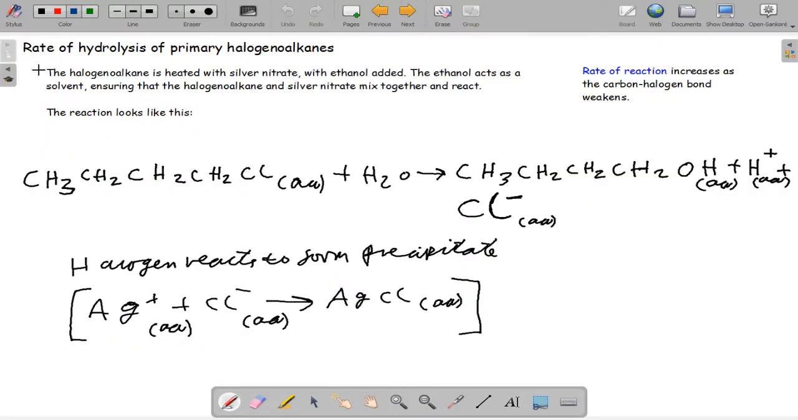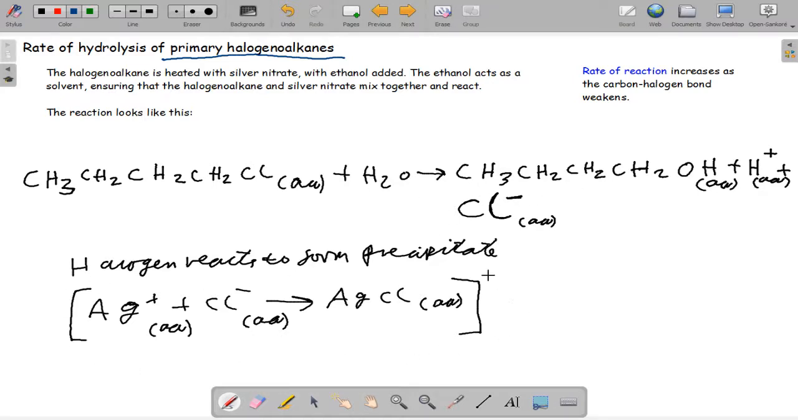So we're now going to talk about the rate of hydrolysis for primary halogenoalkanes. When you heat a halogenoalkane with silver nitrate with ethanol, the ethanol will act as a solvent, and it makes sure the halogenoalkane and the silver nitrate mix together and react.